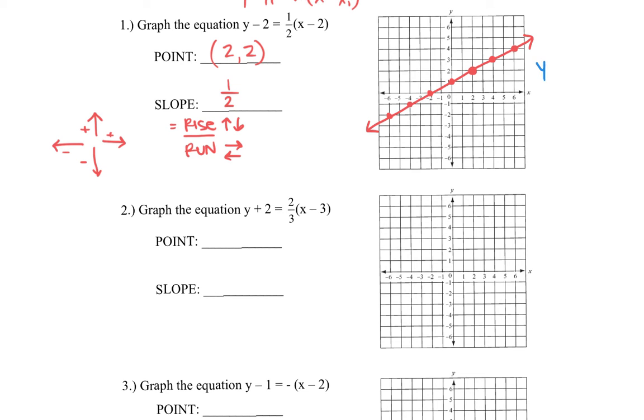So let's take this equation, y minus 2 equals 1/2 (x minus 2), and that x minus 2 is in parentheses. So if I were trying to get y by itself, the first thing I would do is distribute that 1/2.